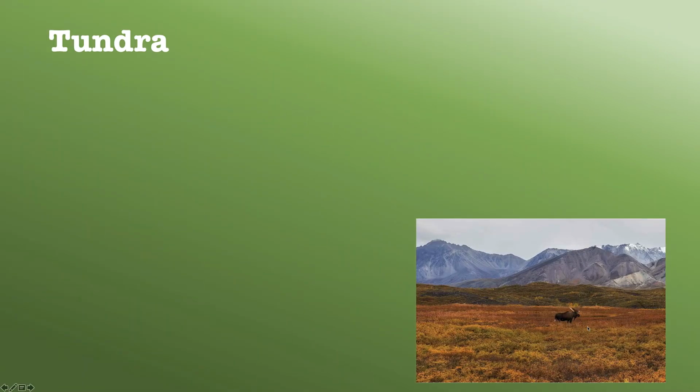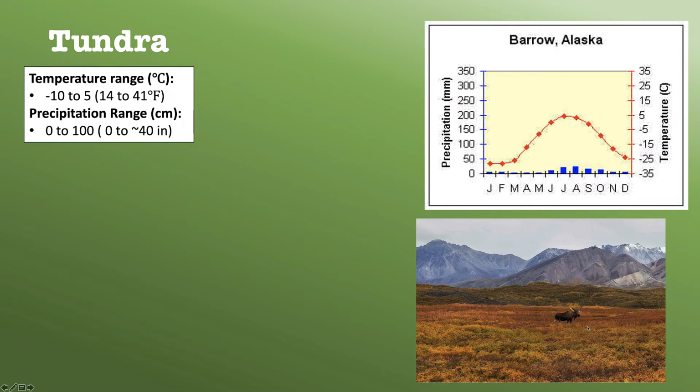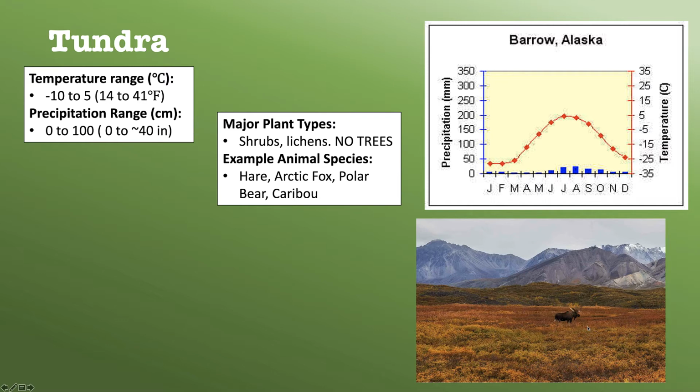Okay, tundra. Tundra is represented perfectly by this picture. We're talking about regions of the planet that have very low temperature and low precipitation. Right? So we're looking at temperature ranges between -10 and 5 degrees Celsius and 0 to 100 centimeters of rain, which is not that much. It's pretty dry. And you can see that in the climatogram over here. Now, we find mostly shrubs and lichens. You do not find trees. And there's a good reason for that, and we'll talk about that in a second.